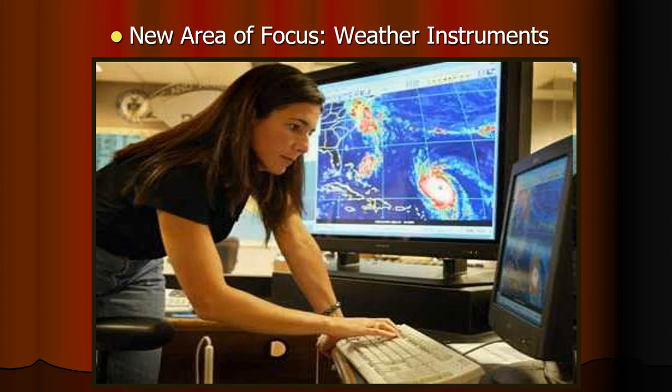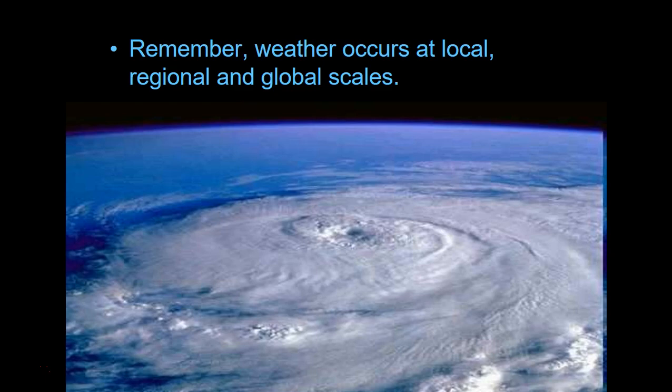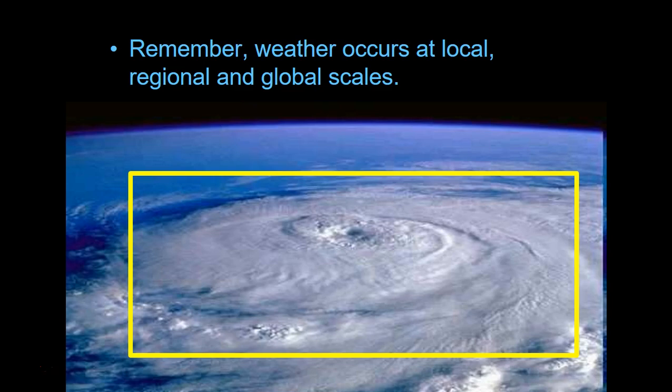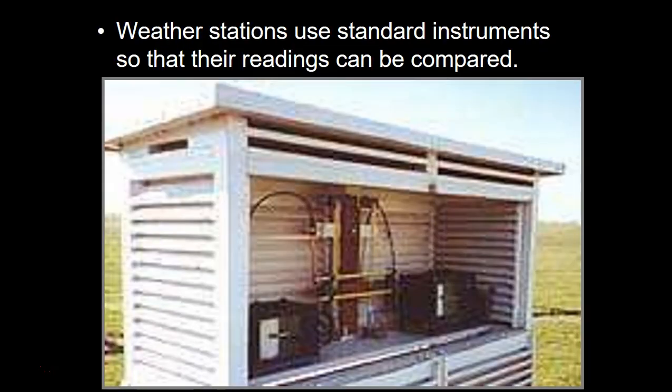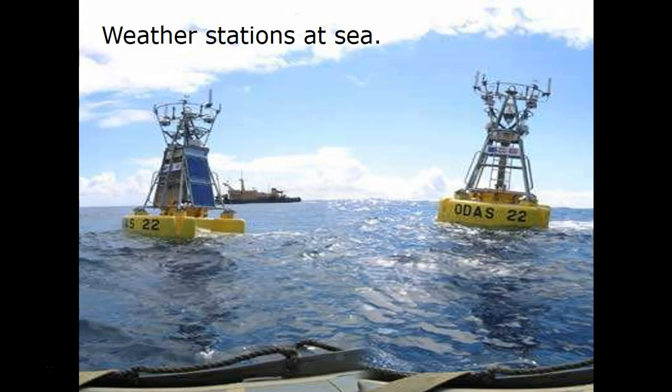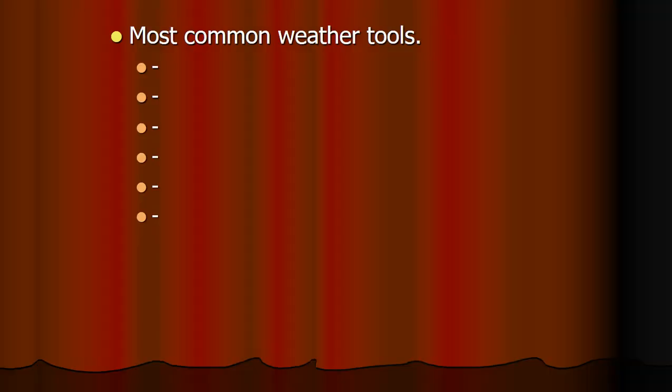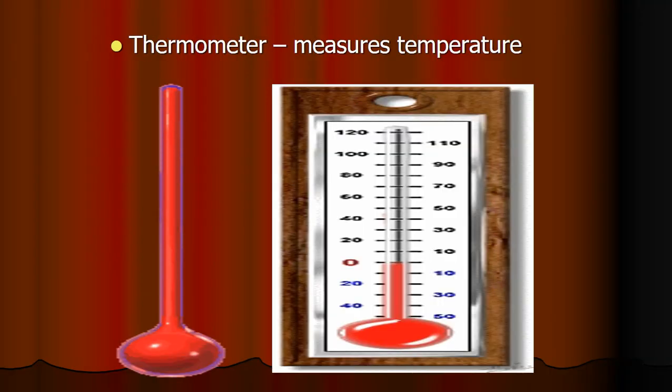So weather instruments is our next area of focus. Remember, weather happens at a local, regional, and also a global scale. And for something like this hurricane, we use different weather stations to get information about what's going on so that we can make weather predictions. There are also weather stations at sea. The most common weather tools, the first one is a thermometer. The thermometer measures temperature. This is probably the one that you are the most familiar with.